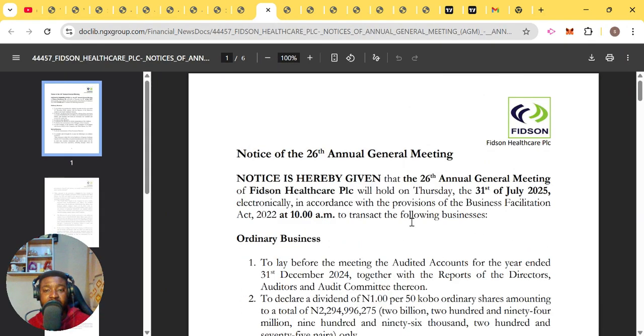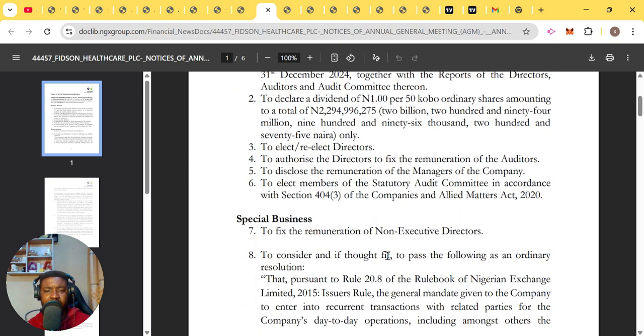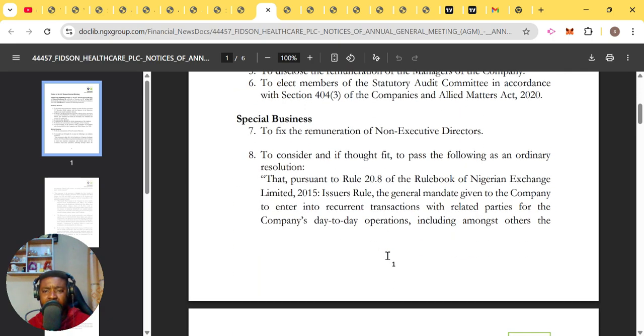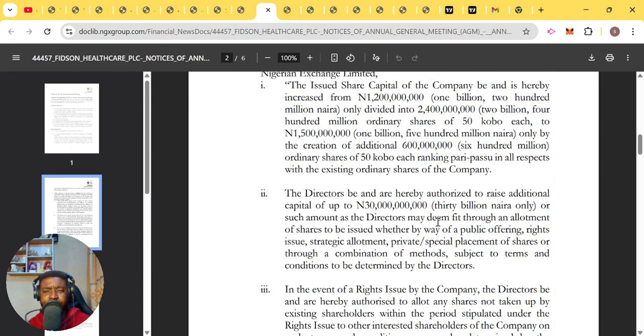So notice is hereby given that the 26th annual general meeting of Fitsin Healthcare is to be held on 31st July electronically, with ordinary business and special business, to consider and, if deemed fit, pass the following resolutions. The directors be and are hereby authorized to raise additional capital of up to... Why are these people raising money like this? Fitsin is raising 30 billion. Oh, wow. Okay. The amount the directors may deem fit, allotment of shares to be issued, whether by way of public offering or rights issue.